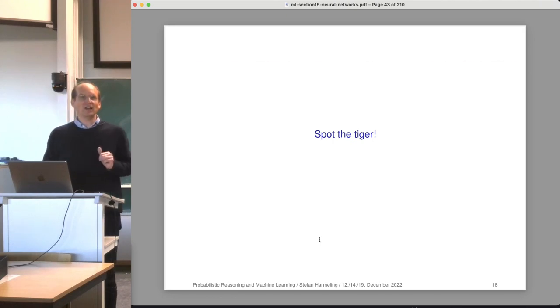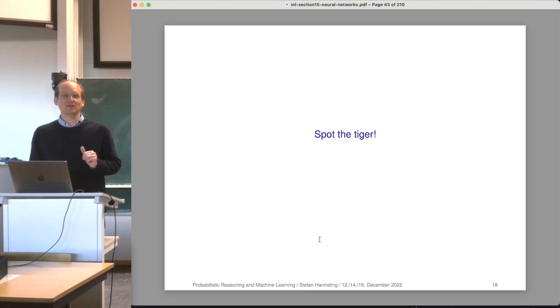So did you see the tiger? It's very hard to see, right? So you really have to look around to understand. And maybe if you look longer, you understand the scene and you can see something. But we are also not perfect, so we also cannot solve all the problems.